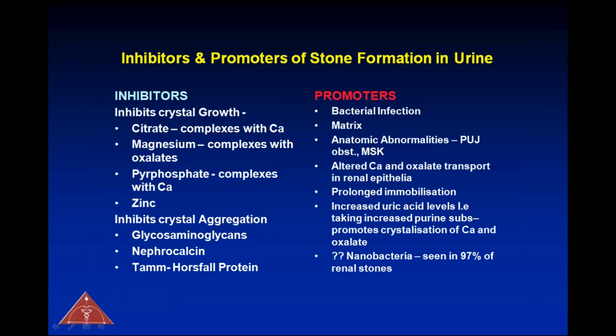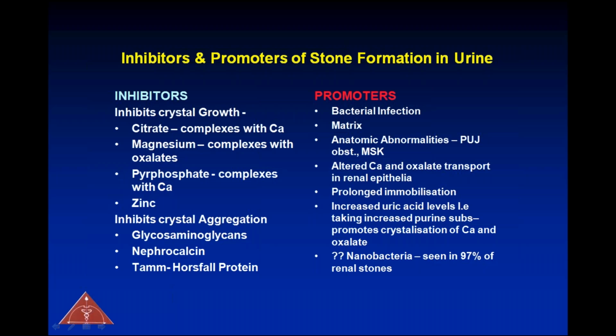What are the inhibitors of stone formation? You need not remember all of these, but please remember the majority. Citrate inhibits stone formation. Citrate means citrate-rich foods: if you take them, the chances of stone formation are less. And magnesium, zinc, all these, and Tamm-Horsfall protein inhibit crystal aggregation. Okay, so what all promotes stone formation? The promoters are listed here.